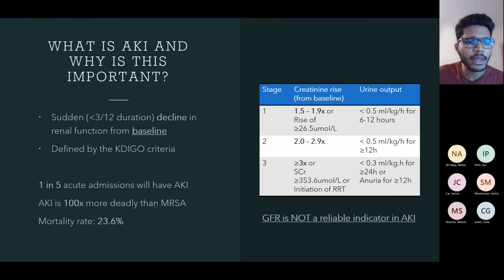And this is really important because actually 1 in 5 acute admissions to hospital have some degree of AKI. And we talk about things like MRSA all the time in terms of things to watch out for. But AKI is actually 100 times more deadly than MRSA, and it has quite a high mortality rate. So it's 23.6% across all 3 stages. But if somebody goes into stage 3 AKI and requires dialysis, then actually the mortality jumps up to 50 to 60%. So it's a really important thing to be aware of, because in a lot of cases, AKI is preventable and quite treatable too.